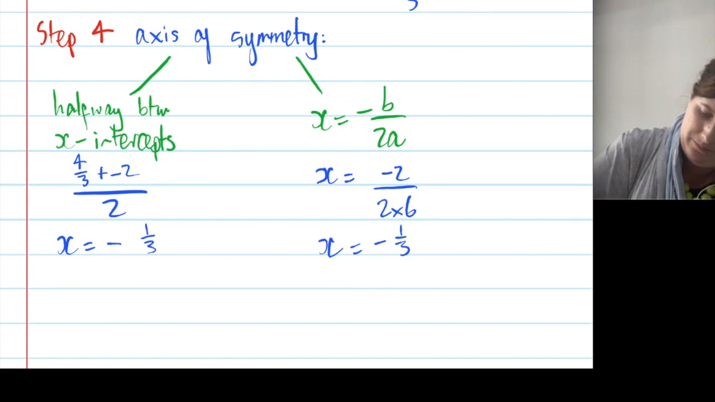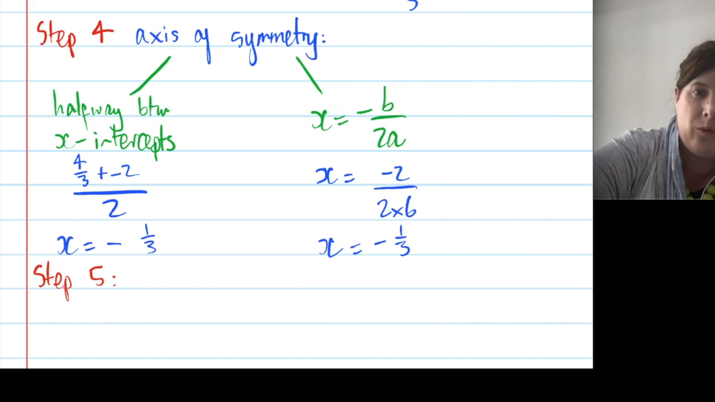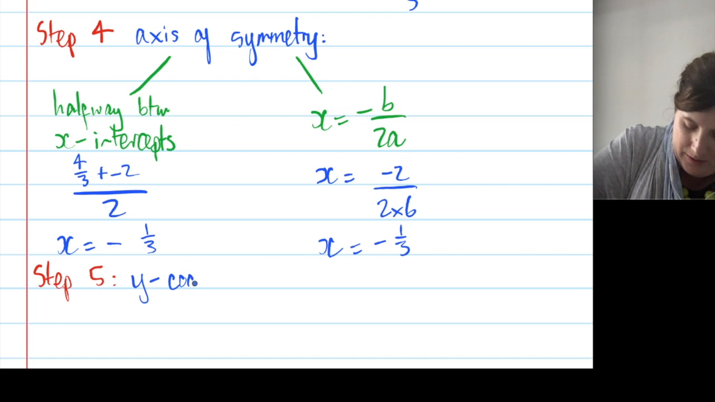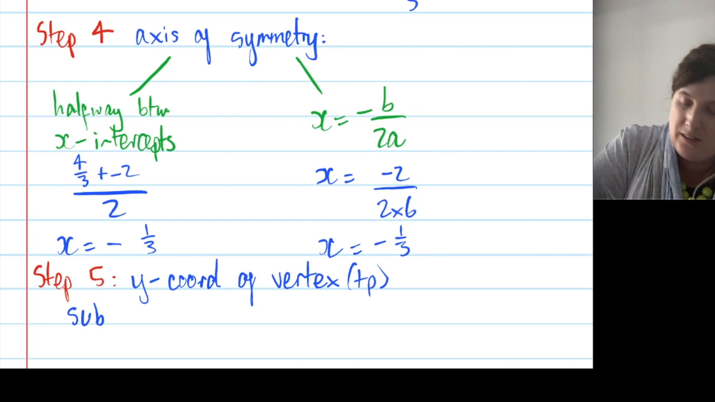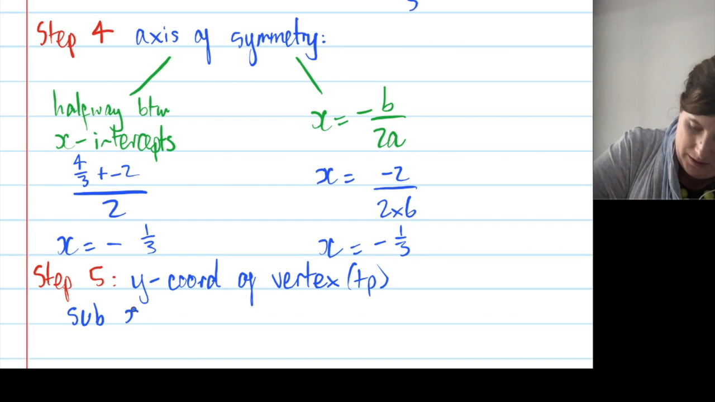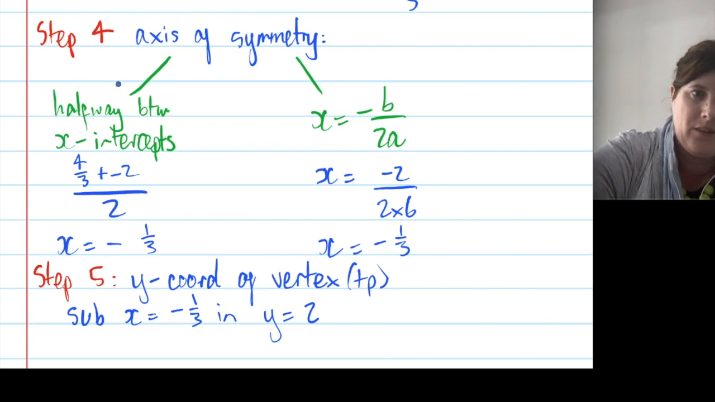Step 5. We want the y coordinate of the turning point, which is also called the vertex. So for the y coordinate, you substitute the x coordinate, which was the axis of symmetry, into the original equation, y equals 3x squared, not 2x squared. I can't change the question now.